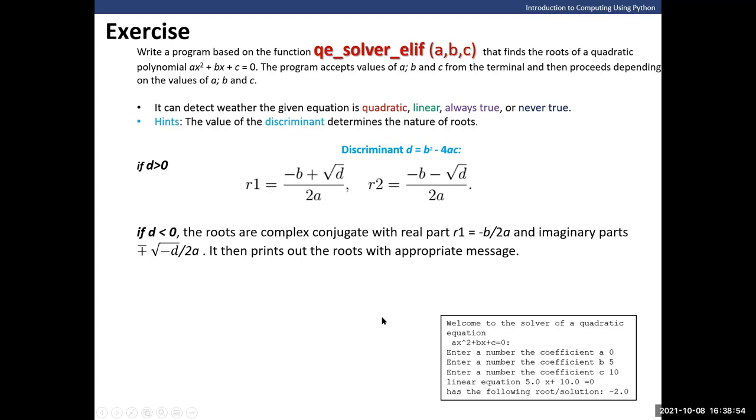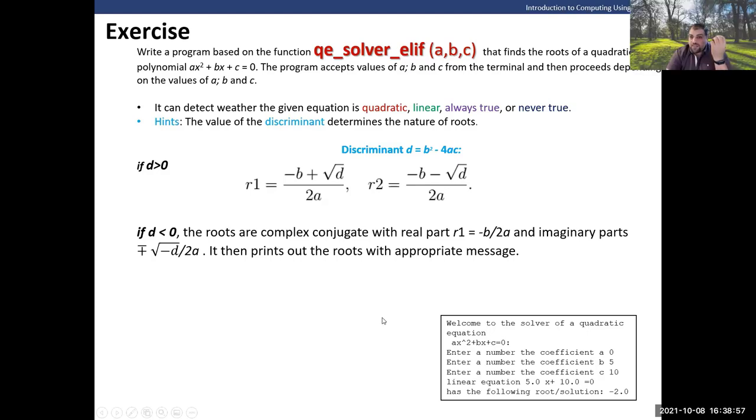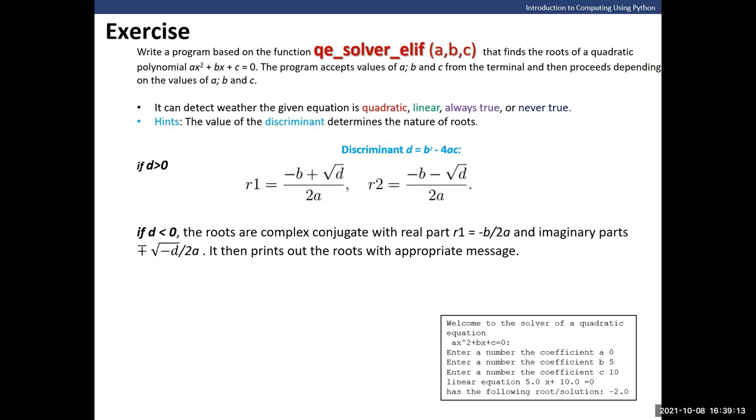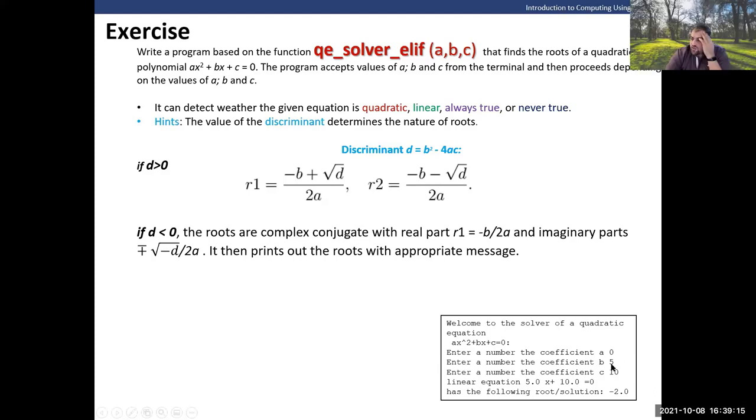Yes. Okay. Now, suppose that I enter the value of A and the value of C, but I miss the value of B, okay? I made it 0. Now we have what equation? So look at this. I have 5 and 10, so I have 5x plus 10 equal to 0. That means the root has the following solution, which is equal to minus 2. Okay?